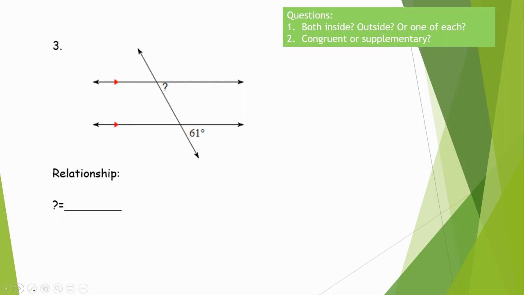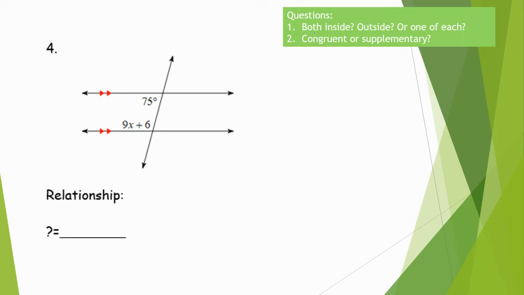Okay, same question again. Are they both inside, outside, or one of each? On this one, I have one inside the parallel lines and one outside the parallel lines. So that's not an interior nor an exterior. That means they are corresponding. Then we ask ourselves, are they congruent or supplementary? Those happen to be congruent, so they are equal to each other. So this is 61 degrees.